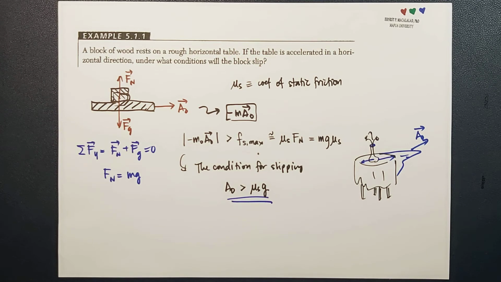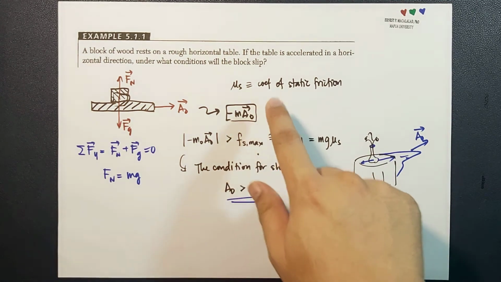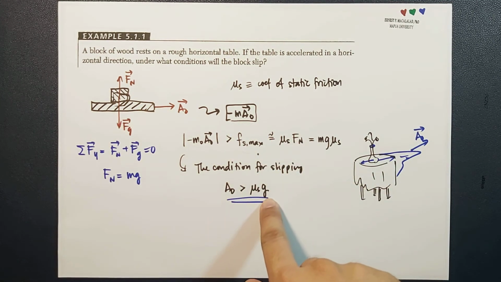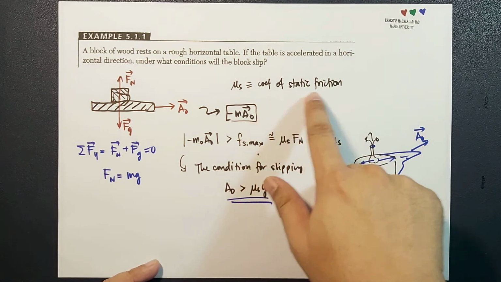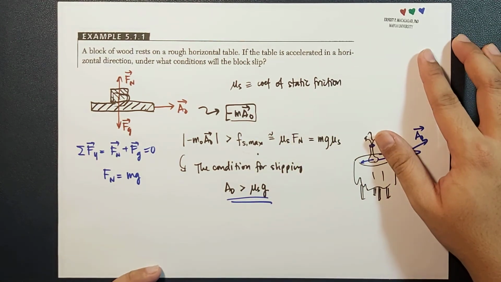As I mentioned here, the acceleration of the tabletop must exceed the product of the gravitational acceleration g and the coefficient of static friction.